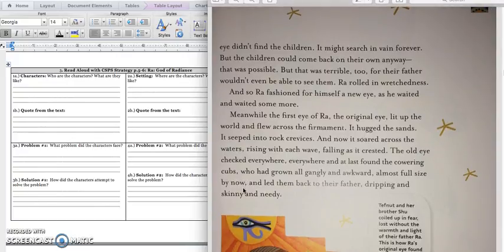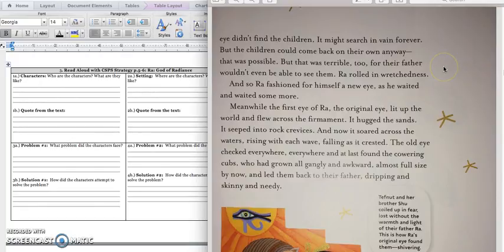It might search in vain forever, but the children could come back on their own anyways. That was possible. But that was terrible too, for their father wouldn't even be able to see them. Ra rolled in wretchedness, and so Ra fashioned for himself a new eye as he waited and waited some more. So we'll stop right there because we have Ra's second problem. Ra's worried his children won't return. And if they do return, he's worried he won't be able to see them.